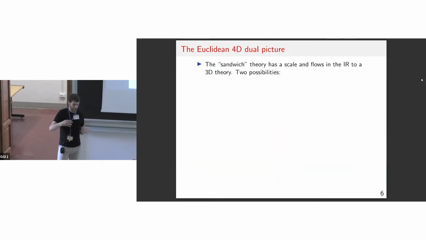The reason for that is that this theory has a scale, the microscopic theory, given by the length of this interval. And this means that in the IR, it flows to a 3D theory. This 3D theory in the IR can either be a CFT, so gapless, or it can be a gapped theory.